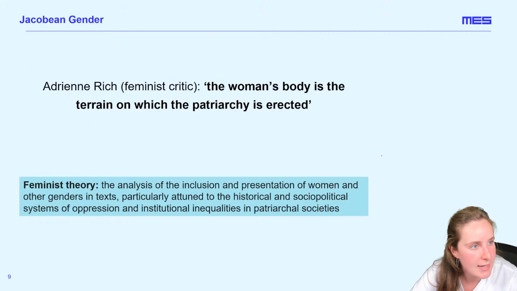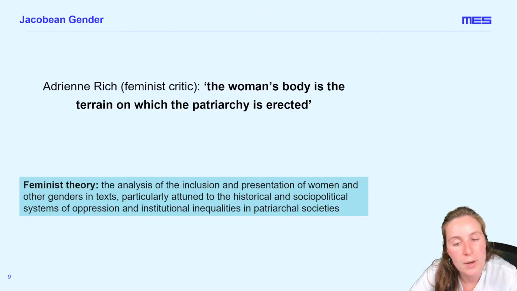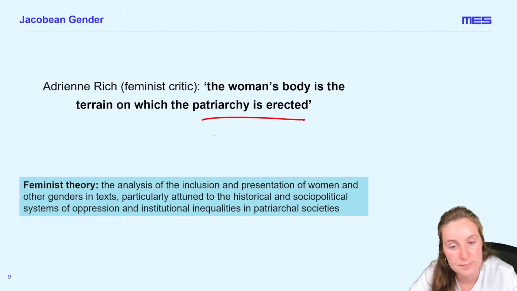And interestingly, Adrienne Rich is a pretty famous feminist critic who wrote that the woman's body is the terrain on which the patriarchy is erected. What does this mean? This means that in order for the patriarchy to be built, the woman's body needs to be the foundation.